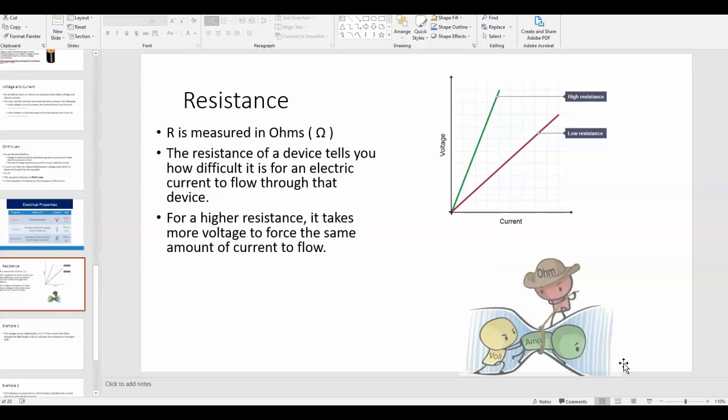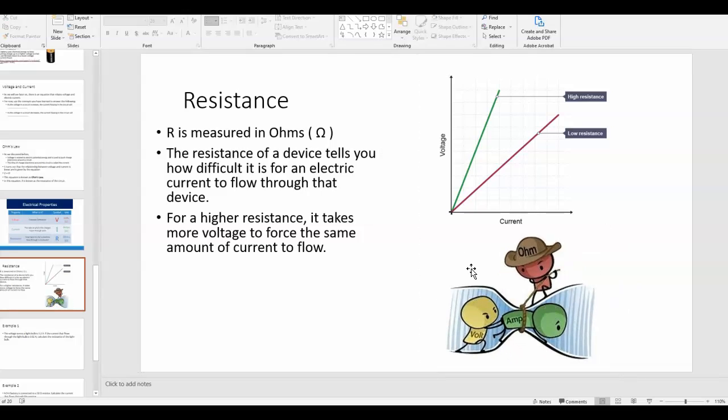Here you can see a cute little cartoon symbolizing voltage, current, and resistance. Voltage is what does the pushing, current is what is actually moving through the wire, and resistance is what prevents the current from flowing.